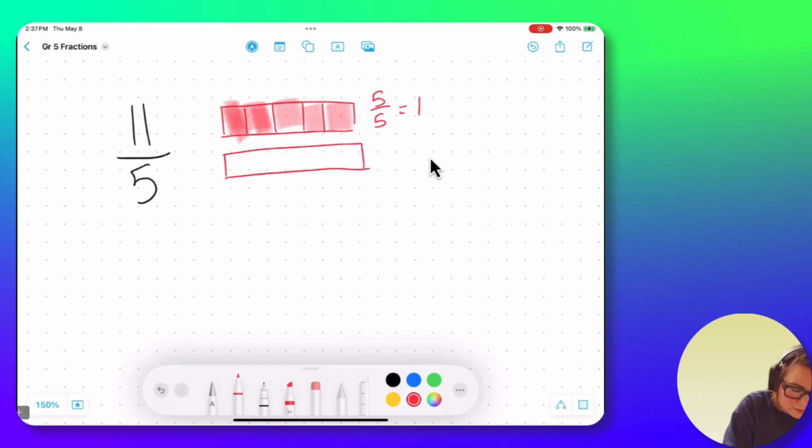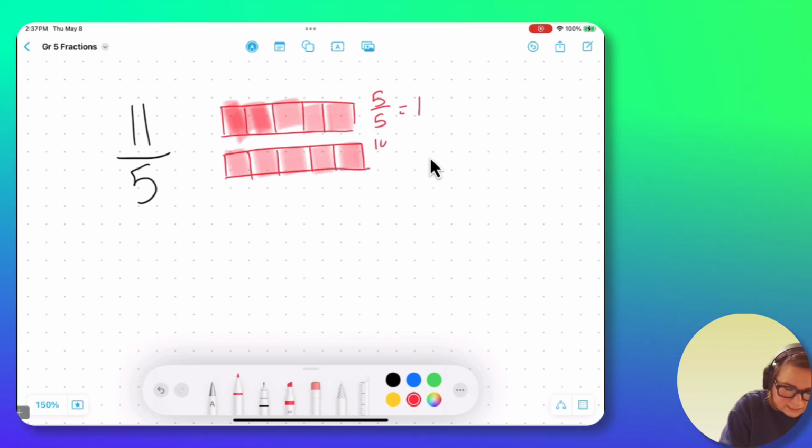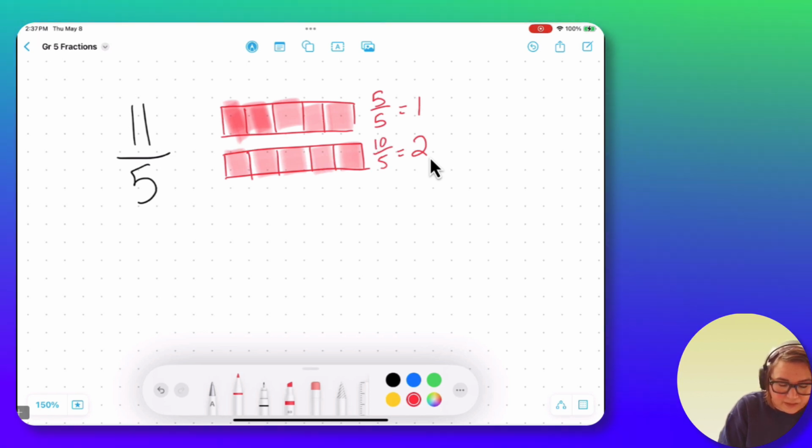Can I make another whole? I think so, right? What's another 5/5? Is that going to get me 6, 7, 8, 9, 10? Yeah, that's another. So that's like 10/5 here. That's 2 wholes. I have 11. So 5 and 5, that's possible within 11. I'm up to 10.